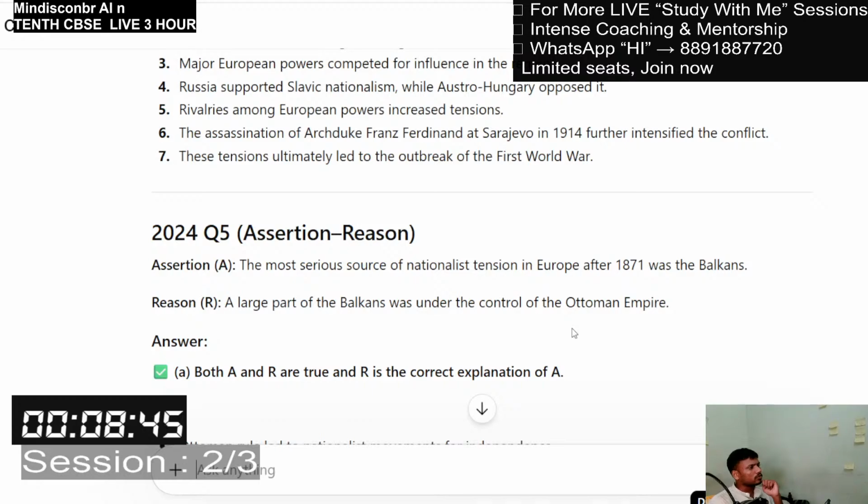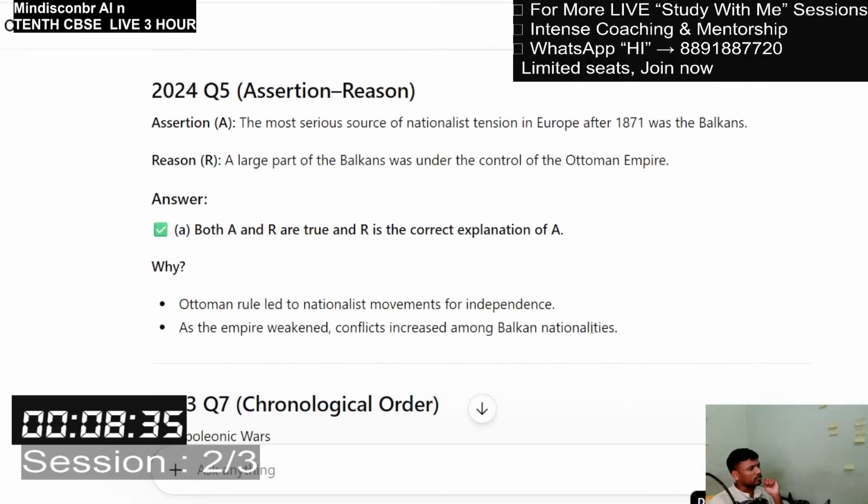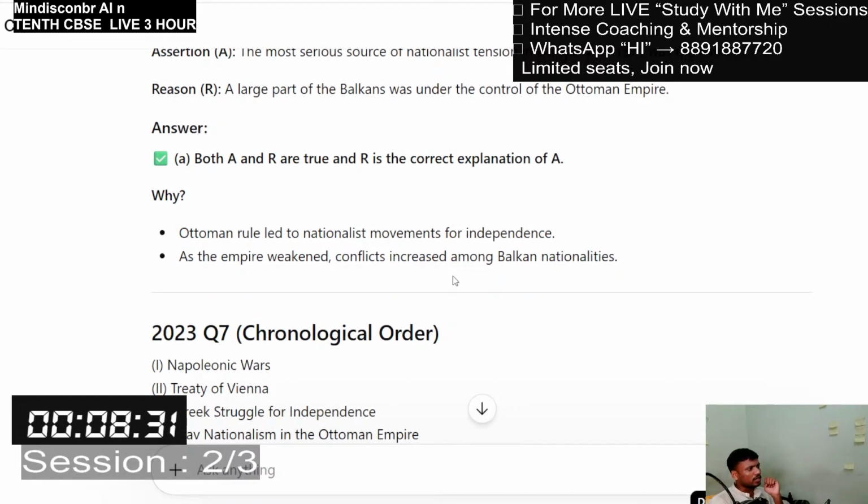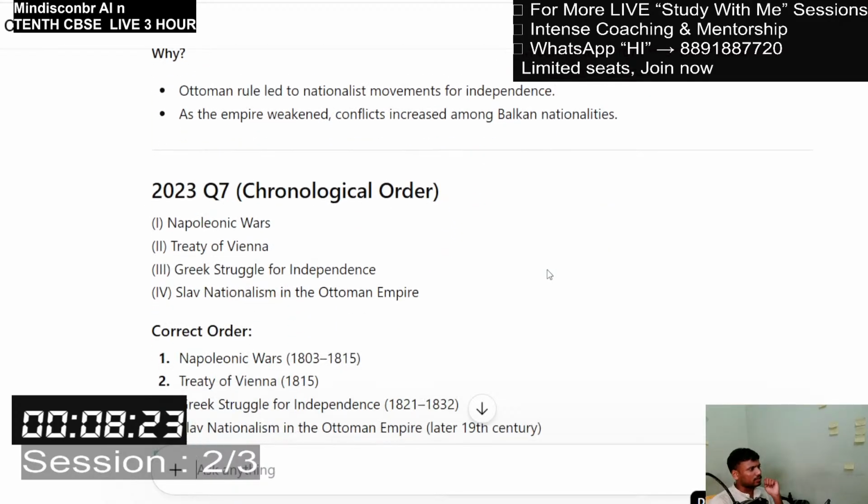The most serious source of nationalist tension in Europe after 1871 was the Balkans. A large part of the Balkans was under the control of the Ottoman Empire. Both A and R are true, and R is the correct explanation of A. Ottoman rule led to nationalist movements for independence. As the empire weakened, conflict increased among Balkan nationalities.